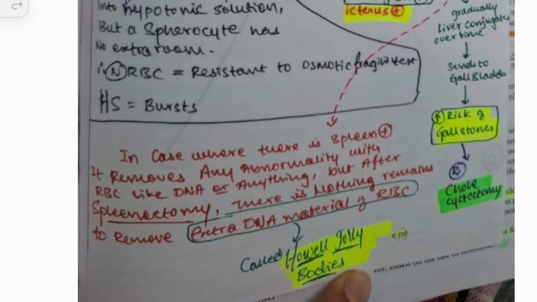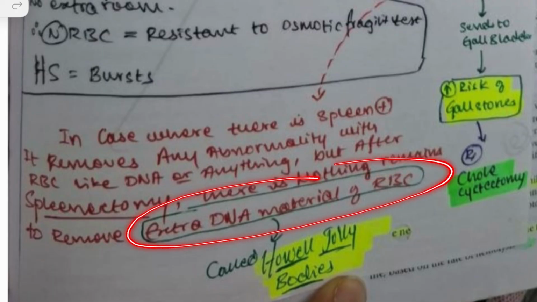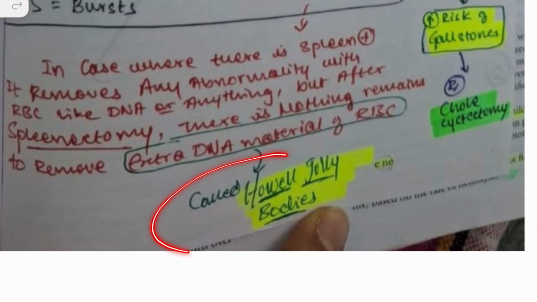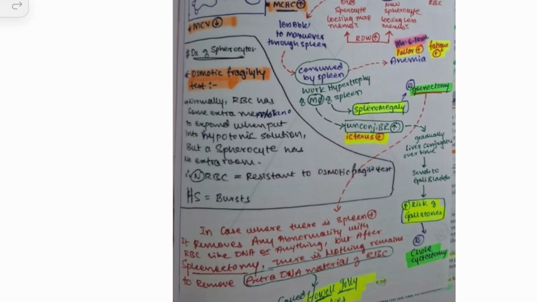In a case where the spleen is present, it removes any abnormalities of the RBCs, like extra DNA, but after splenectomy there is nothing remaining to remove the extra DNA material of the RBCs. That's why these extra DNA materials in the RBCs, which are not removed by the spleen, will appear as Howell-Jolly bodies.